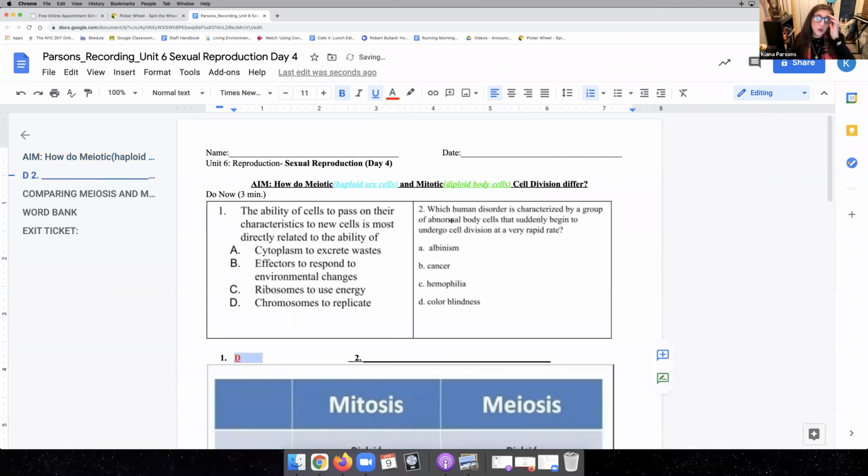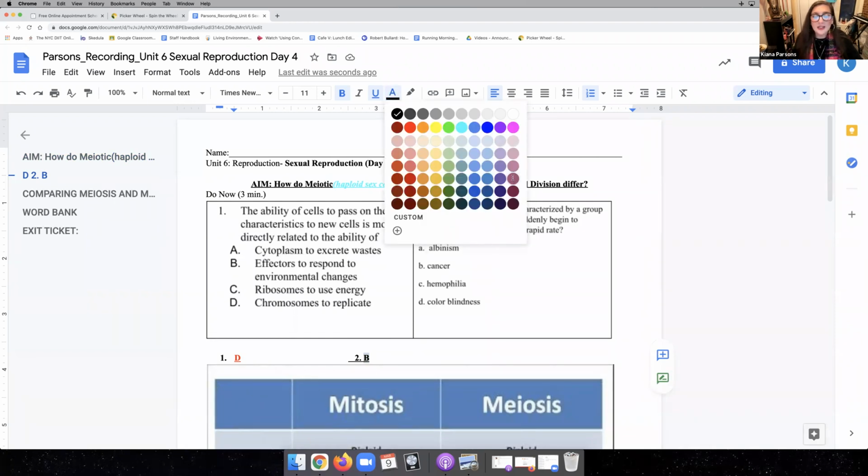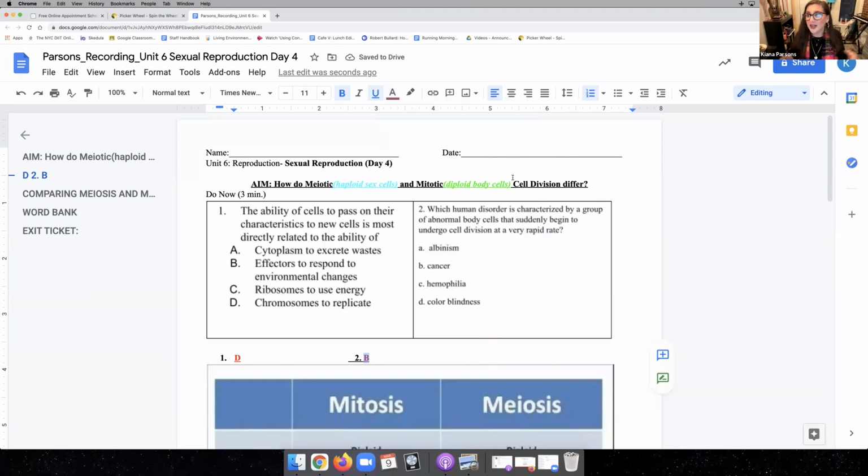All right, and question number 2, which human disorder is characterized by a group of abnormal body cells that suddenly begin to undergo cell division at a very rapid rate? And that is B, cancer, which is uncontrolled cell division. So a very common condition. And why is it so common? It's because mitosis is happening in our bodies all the time. This is also why it's more common to develop cancer in old age, because the more times your cells replicate over a lifetime, the greater likelihood that a problem will occur. And that problem can take the form of cancer.